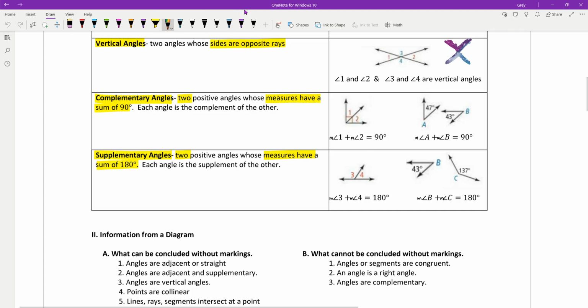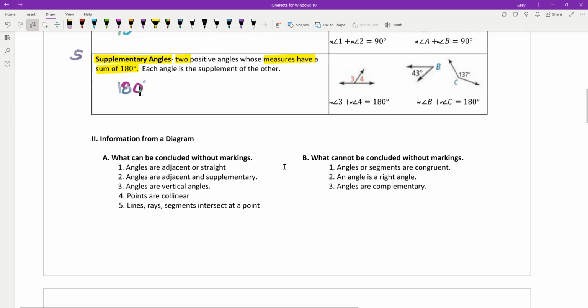So if you remember, C comes before S in the alphabet. You can't read those very well. Let me change that. Let's try this one. C comes before S in the alphabet. 90 comes before 180 when you count. So the C goes with the 90. Complementary is 90 degrees. Supplementary is 180 degrees.